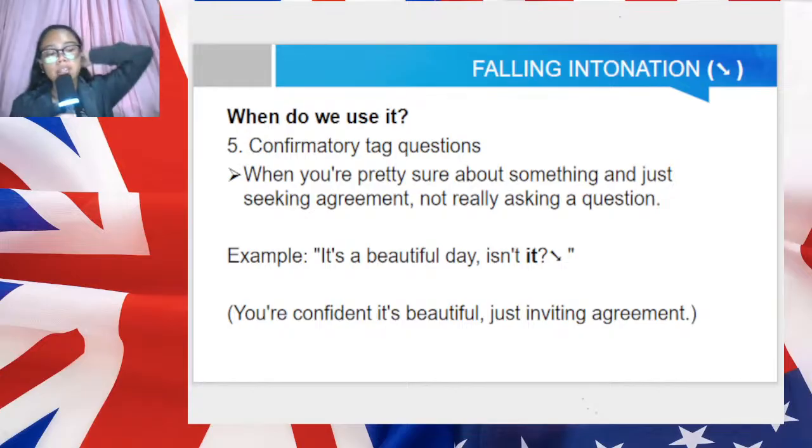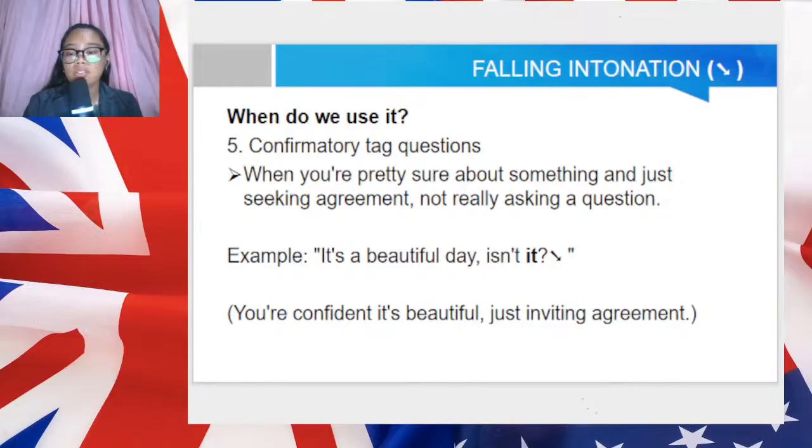So confirmatory tag questions: when you are pretty sure about something and just seeking agreement, not really asking a question. So you're just seeking confirmation. Basically, you choose to say this thing because you want someone to validate, to confirm the fact that is inside that particular sentence. It's more like finding out if this is also what the others believe, like it's definitive.